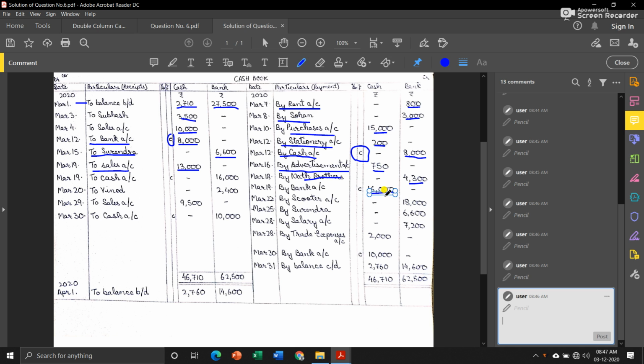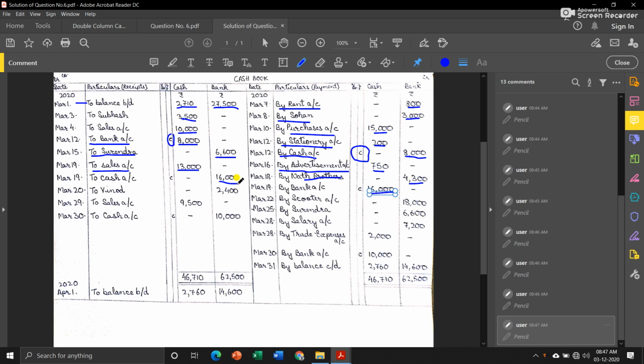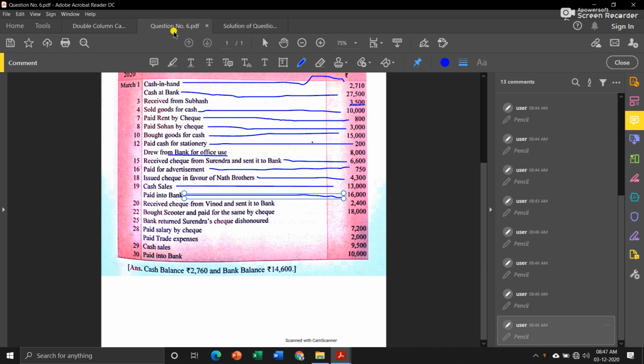And who is receiving the money? It is the bank who is receiving money. So on debit side we will write 16,000 on the bank column. Now think about the journal entry for this transaction. The journal entry will be bank account debited to cash account. So in here we wrote cash to cash account, and automatically in here it will be by bank account. Now again we have to mention C on both the sides for showing that it is a contra entry.